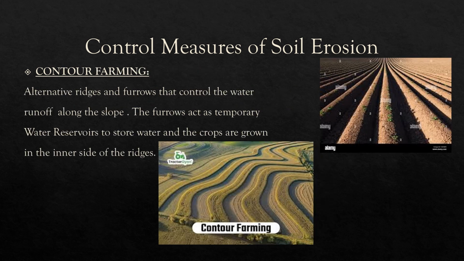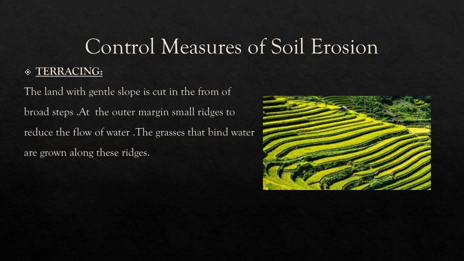The second one is contour farming. It involves planting crops in rows across the contour of gently sloped land. Each row acts as a small dam to hold soil and to slow water runoff.